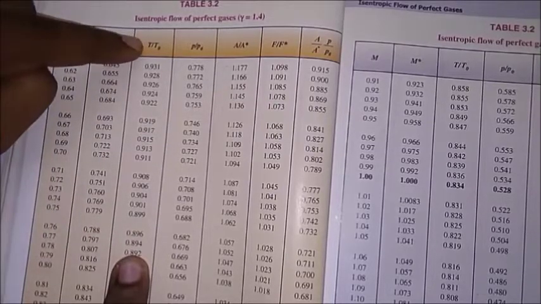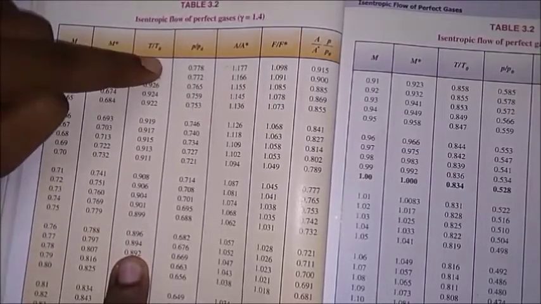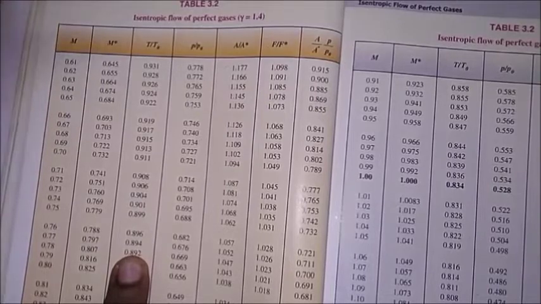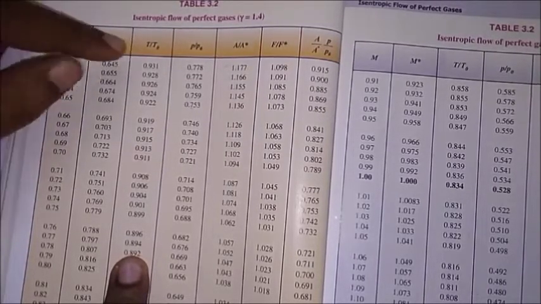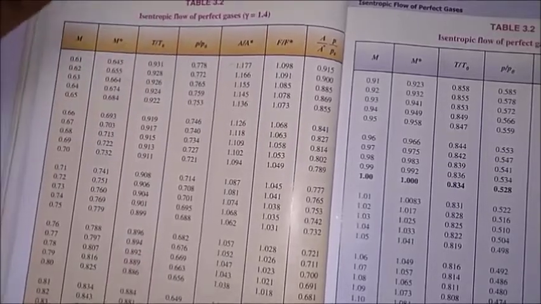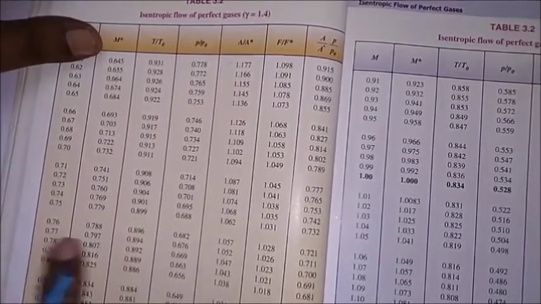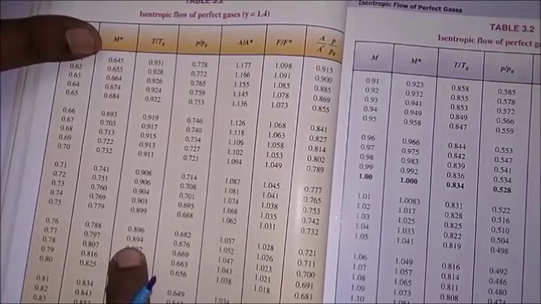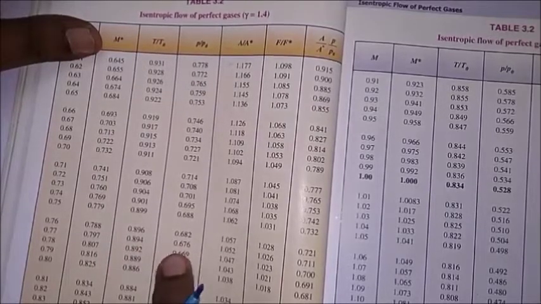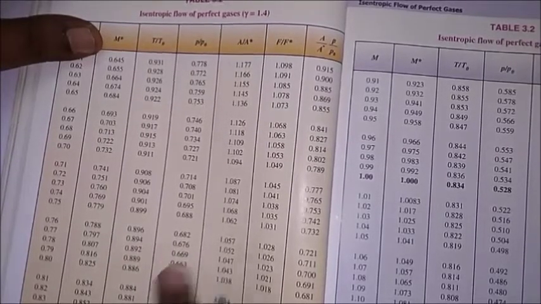But T02 is equal to T01, that is at the stagnation condition. T01 is equal to T02, a constant value. Therefore, T2 divided by T02 is equal to 0.894 and P2 divided by P02 is equal to 0.676.